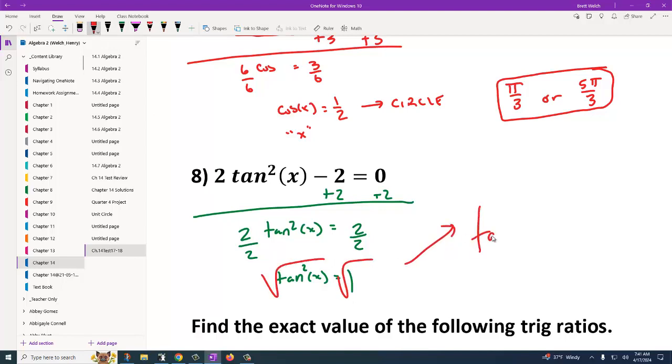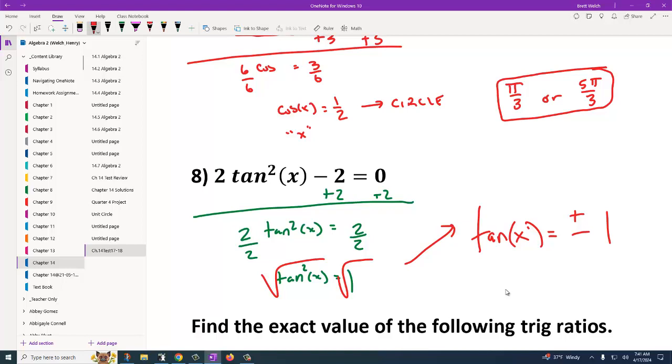That would lead me to say that the tangent of x is equal to, well, what's the square root of 1? 1. But because we created the square root, we have to cover for the fact that it could be positive or negative. So it would be positive or negative 1. And we have to accept all answers associated with that.